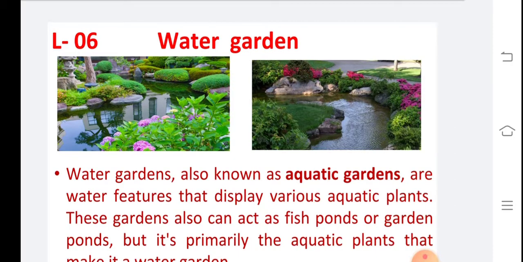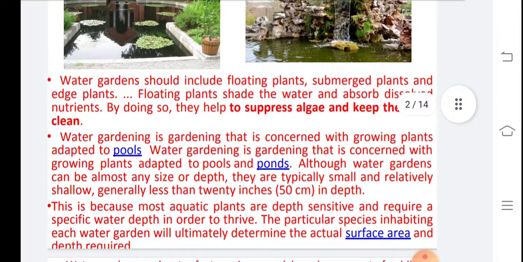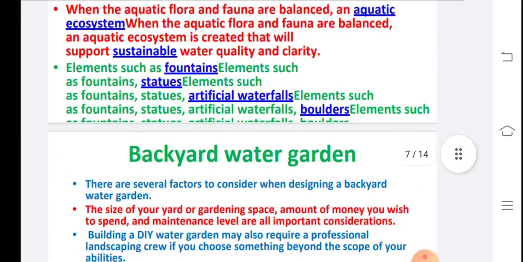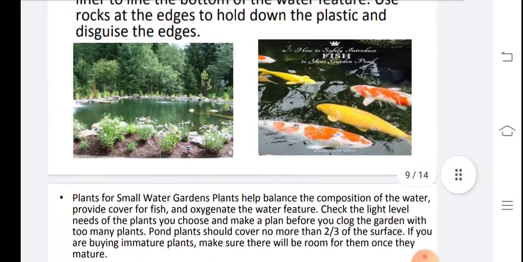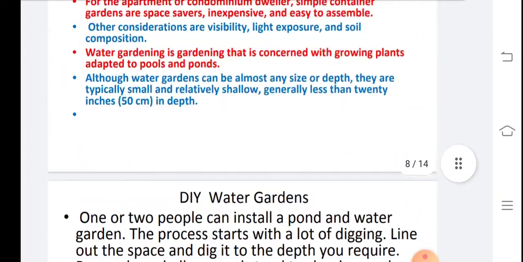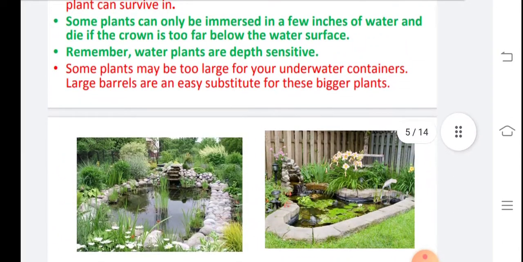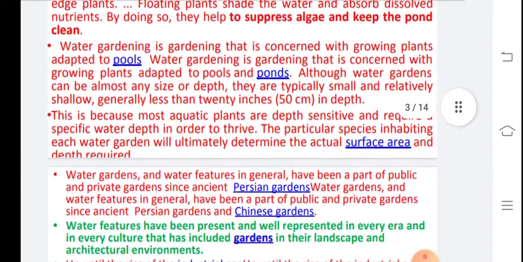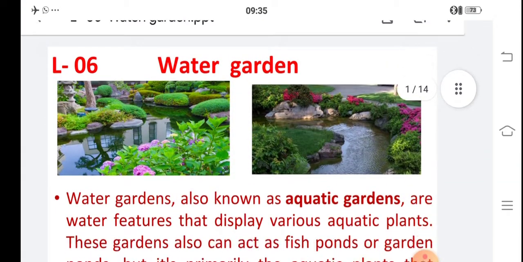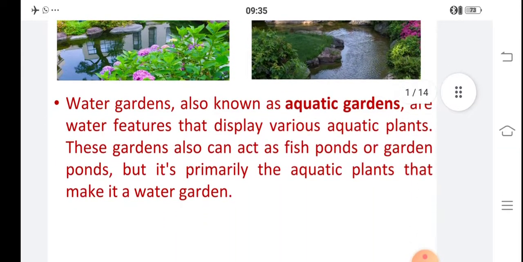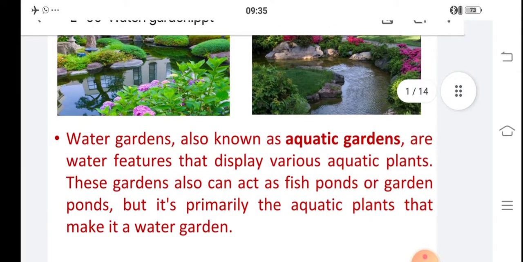So what is the water garden? We know that, particularly in Europe and also in our India, nowadays water gardens are developed very largely. So we will see the characteristics of a water garden. A water garden is nothing but generally an aquatic garden where the water is the main feature and the different aquatic plants are displayed.